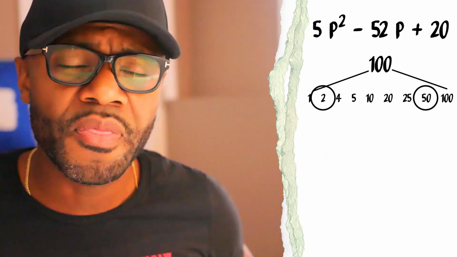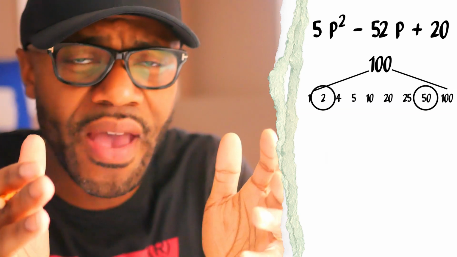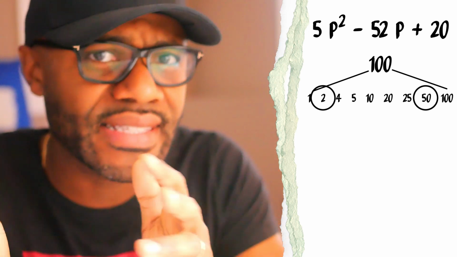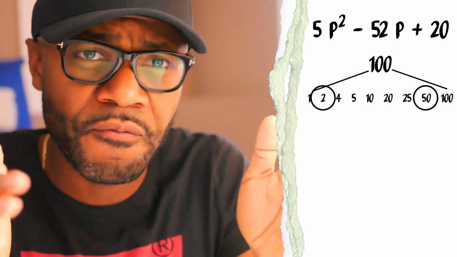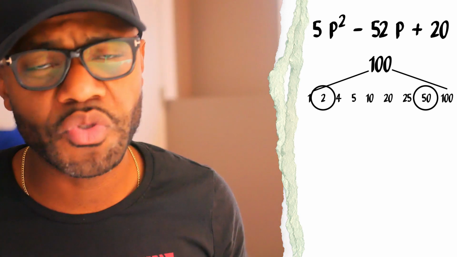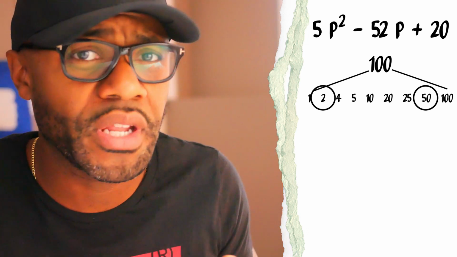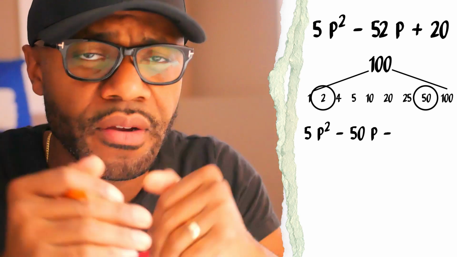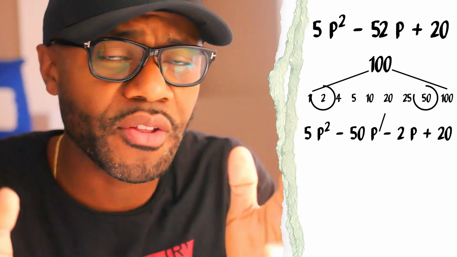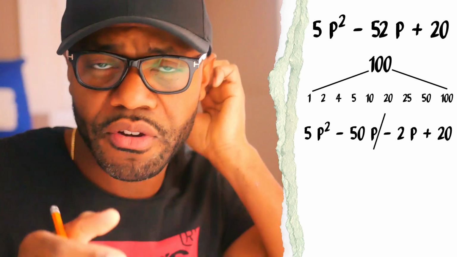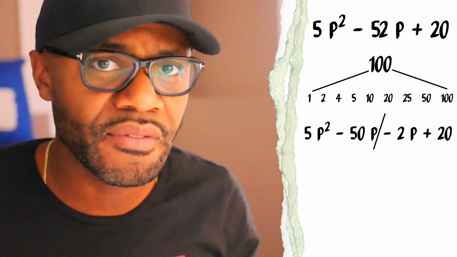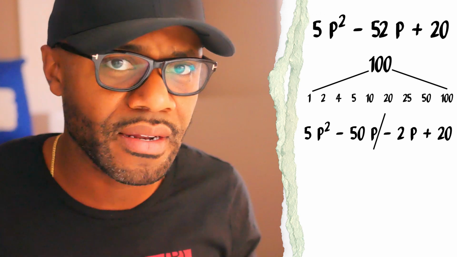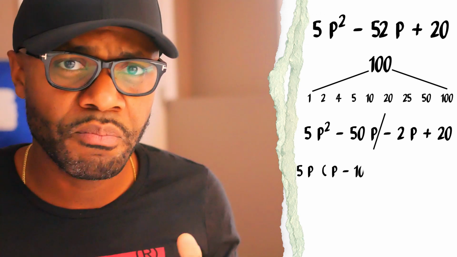Pretty simple, right? Then we associate those factors with both the A and the C values. The 50 is going to be associated with the A value of 5, and the 2 is going to be associated with the C value of 20, positive 20, like you see here. In this expression, we're going to factor out the greatest common factor. The greatest common factor on the left-hand side will be 5p. So that's going to be taken out of the parentheses, leaving us with a term on the left-hand side of 5p times p minus 10.